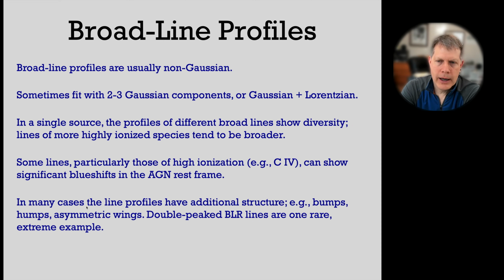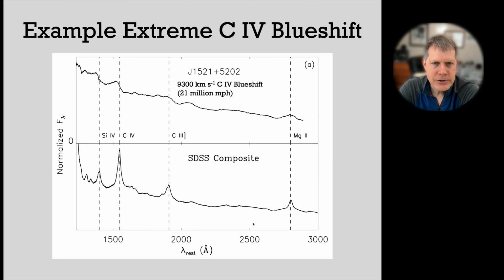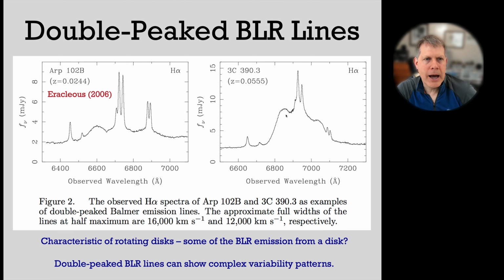Furthermore, another point I want to make is that in many cases, the line profiles have additional structure to them beyond even 2 to 3 Gaussian components. There's additional complexity. There can be bumps on the line profiles, broad humps on the profiles, asymmetric wings. One notable extreme example, which are fairly rare but are very interesting to study, are the so-called double-peaked BLR lines. And here are a couple of spectra of double-peaked BLR lines.